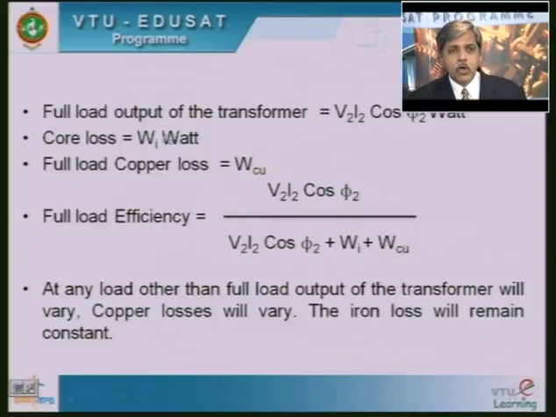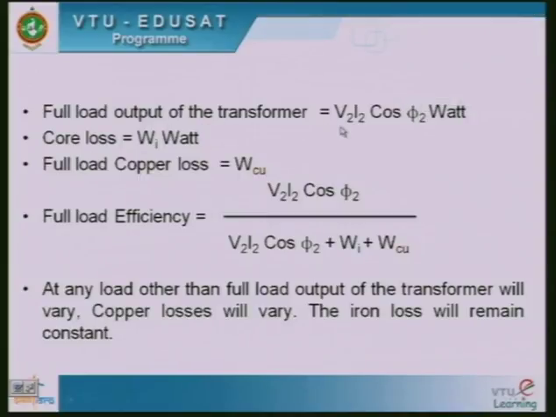For a transformer, the full load output is V2 I2 cos phi 2. Cos phi 2 is the angle between V2 and I2. Core loss is Wi. Full load copper loss is WCU. Therefore, full load efficiency we can calculate like this: output divided by output plus the total losses in the transformer.